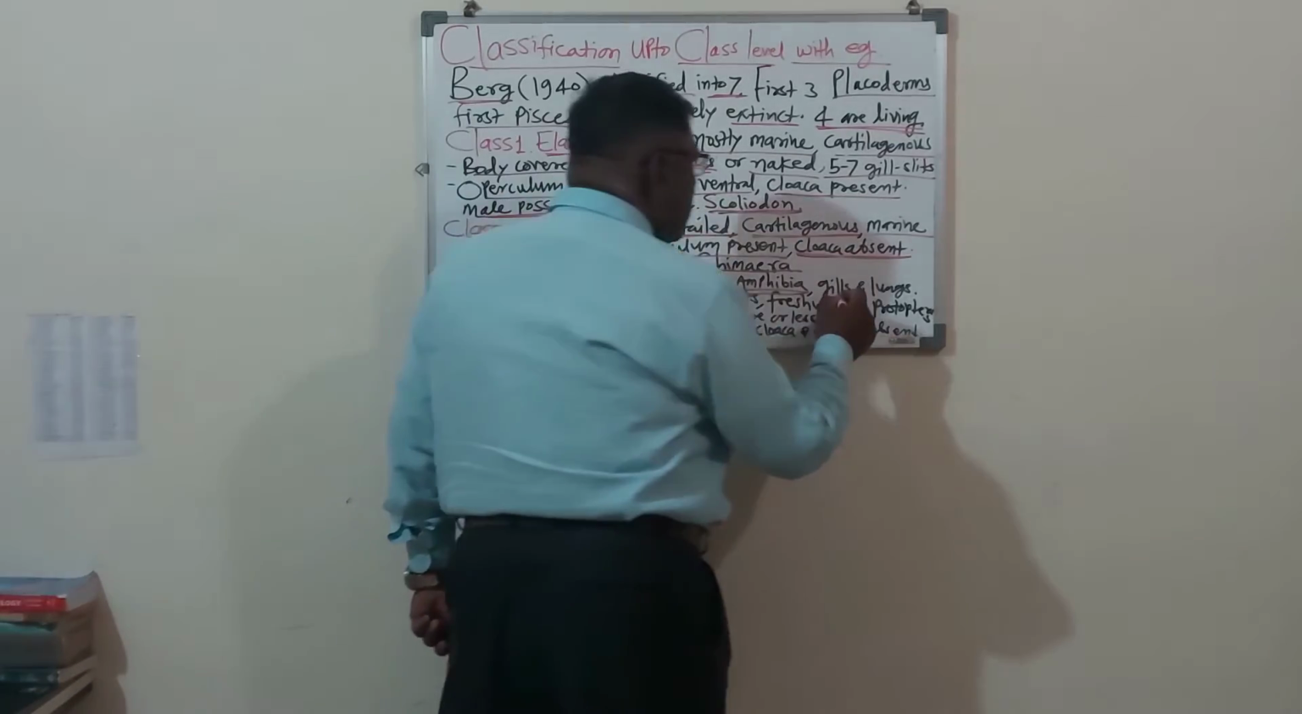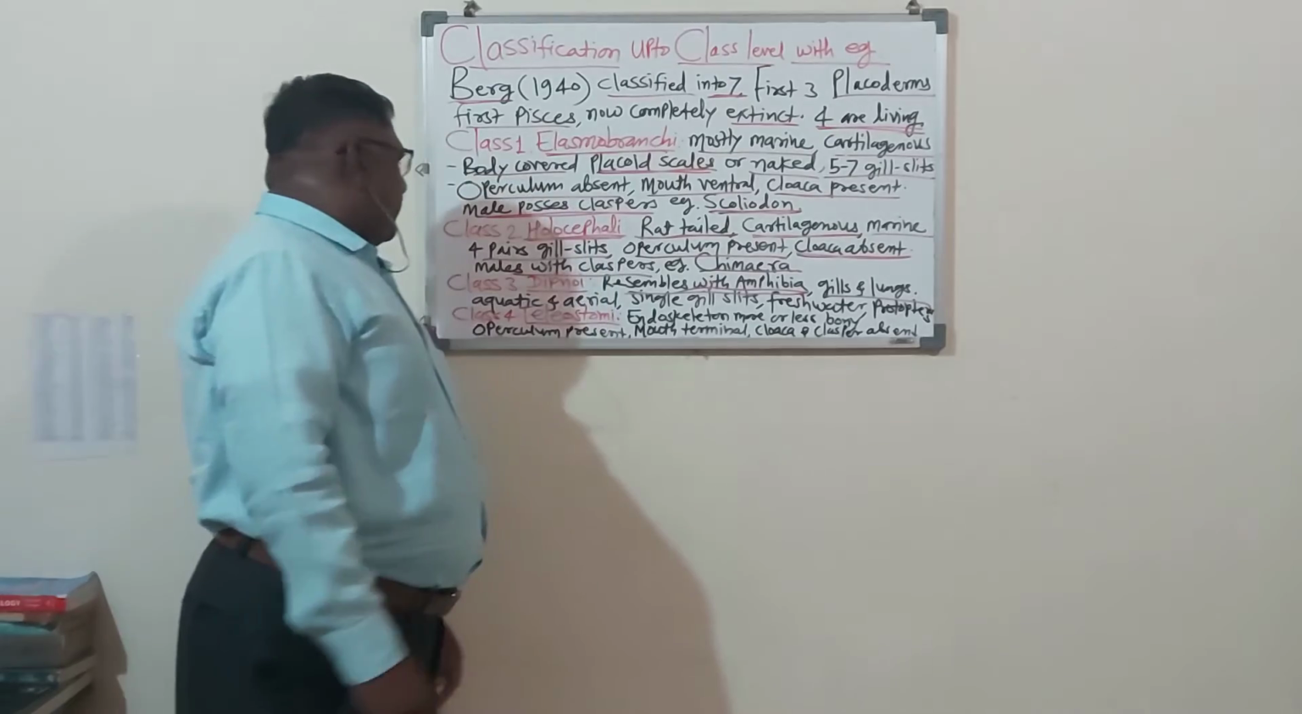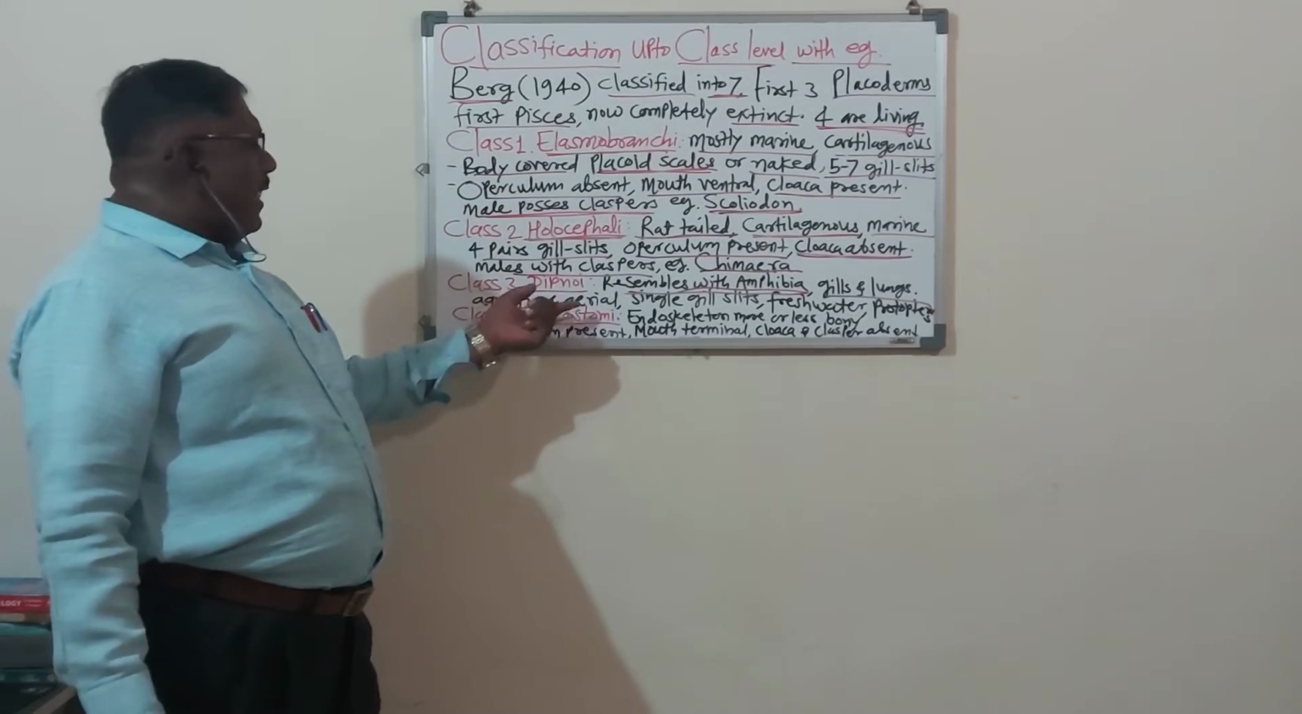Gills are present and lungs are also present. Both are present. They are aquatic as well as aerial.